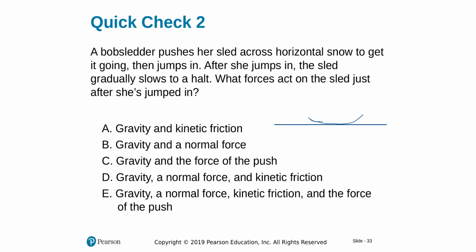So I'm going to make a sled. So she pushed the sled and then she jumped in. Initially when she pushed the sled, she gave it a velocity, so it's going with an initial velocity. It slows down and stops because there is a force, what we call friction. So there will be a friction force, always against the motion. So if I assume the motion is to the right, friction force will be to the left. So that's the friction.